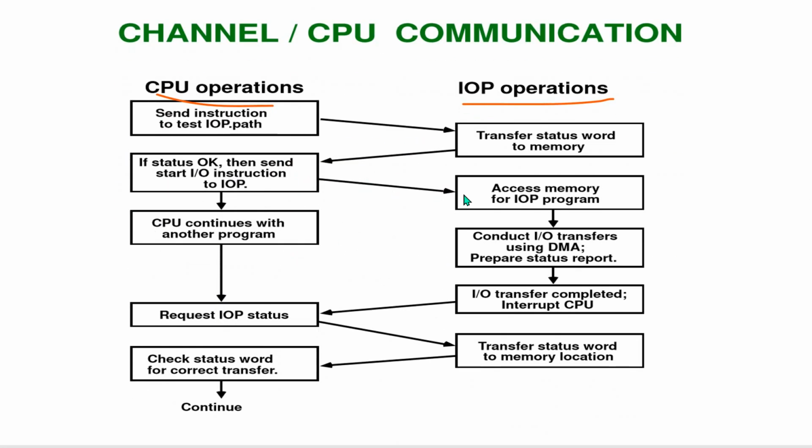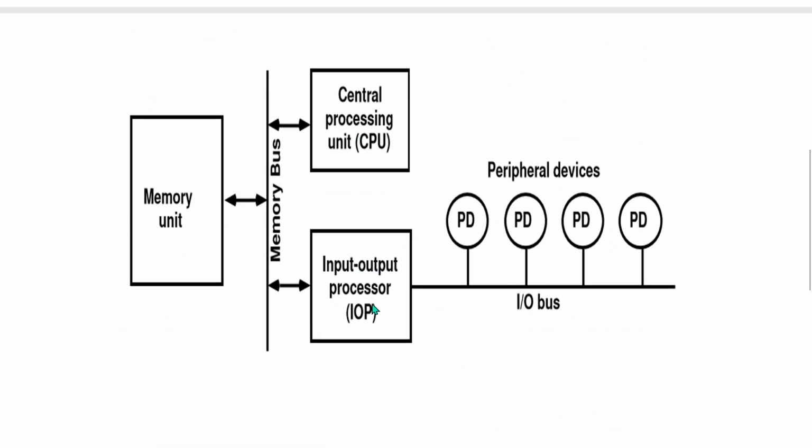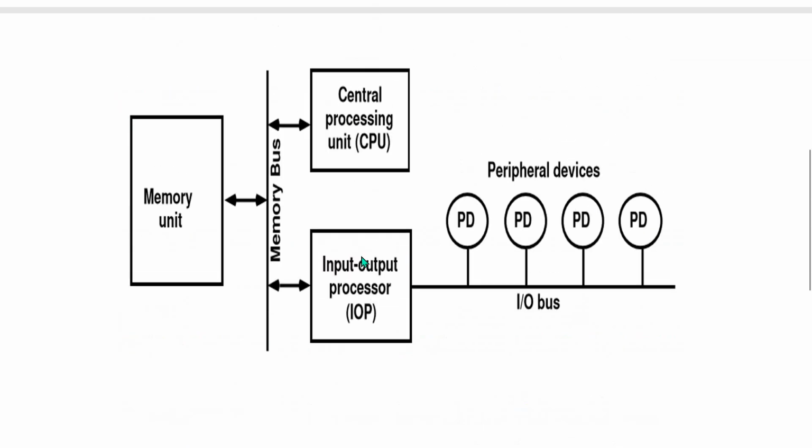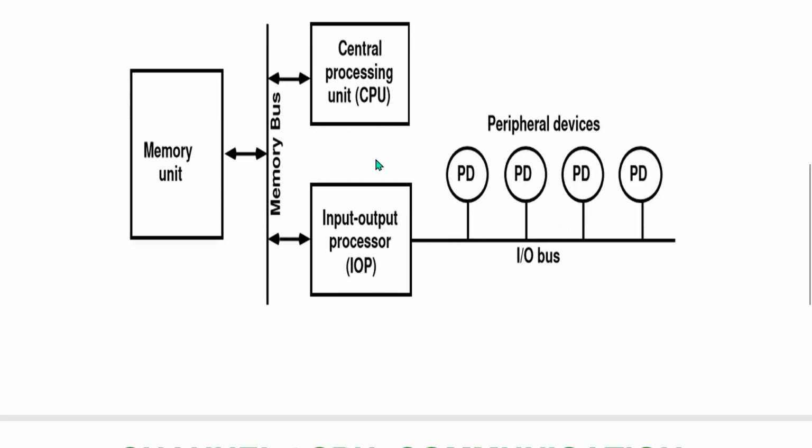After receiving the command, the IOP accesses memory for the IOP program. That means after initiating the command, this IOP processor reads the complete IOP program, and it is placed into the IOP processor. The step goes to the next line: conduct IO transfers using DMA, prepare status report. That means this processor acts as a DMA. With the help of DMA operations, the peripheral devices transfer the bulk of information through this DMA transfer and through this bus, and it is stored inside the memory unit without involvement of the CPU. At that time the CPU is processing another task.